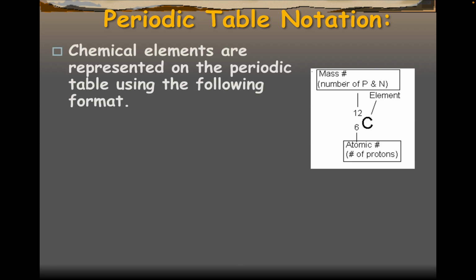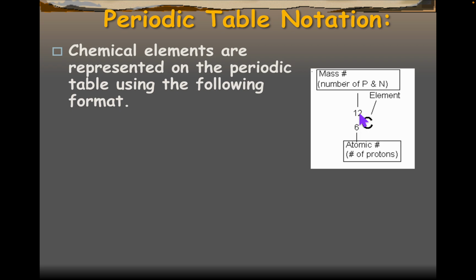Chemical elements are represented on the periodic table using the following format. We have our element here. We're looking at carbon. Carbon happens to be biology's favorite element, one of them. We're looking at its mass number, and depending on what periodic table you're looking at, a lot of times the mass number can go underneath and the atomic number can go up top. A lot of times, probably the one that you'll see with me, these two will be switched, but you'll always know: the atomic number tells us how many protons there are.